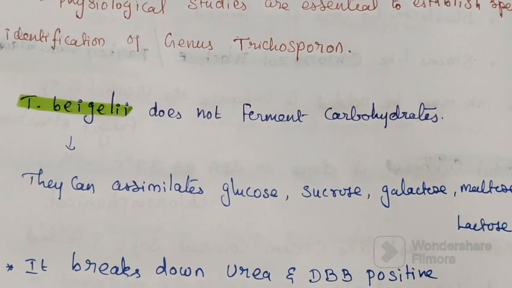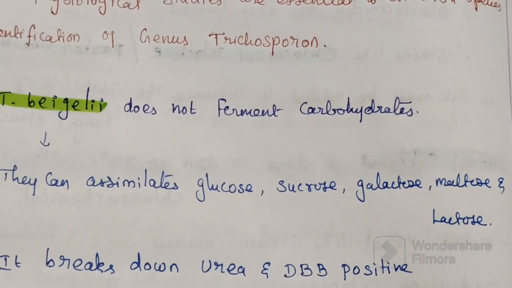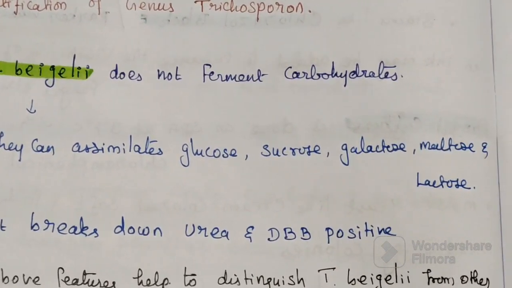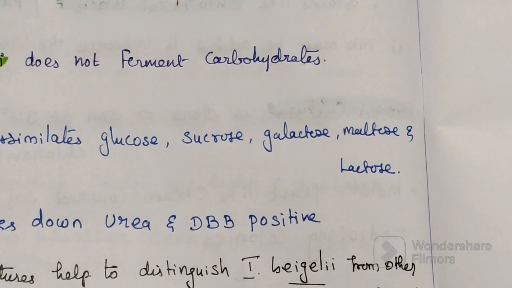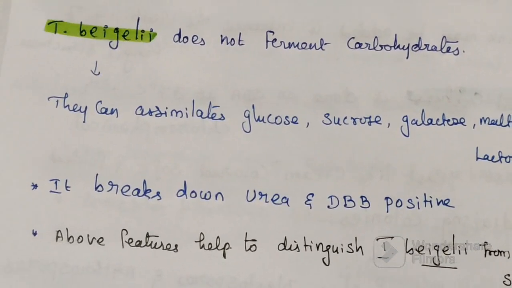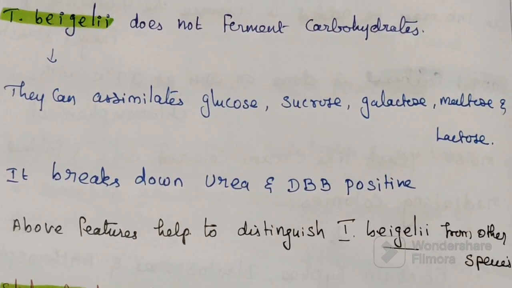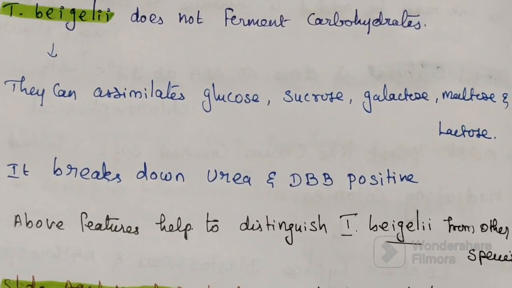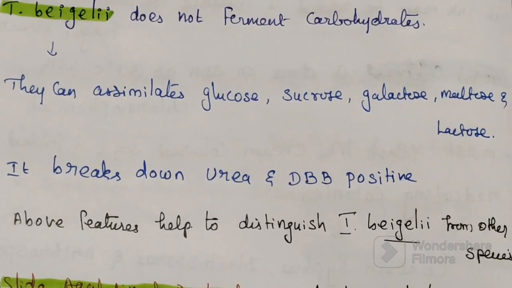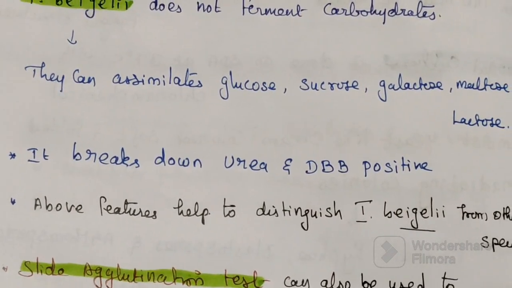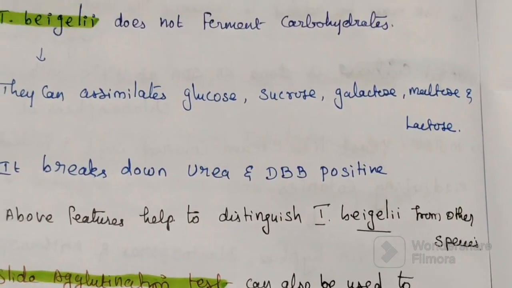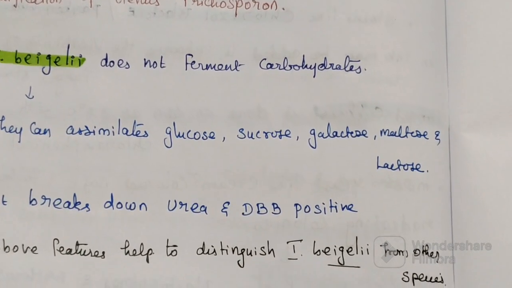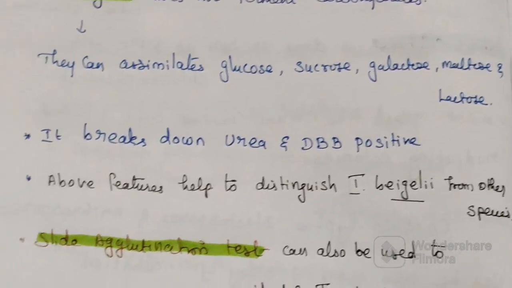Trichosporon does not ferment carbohydrate. They can assimilate glucose, sucrose, galactose, maltose, and lactose. It breaks down urea and is DBB positive, Diazonium blue B positive. The above features help to identify Trichosporon from other species.